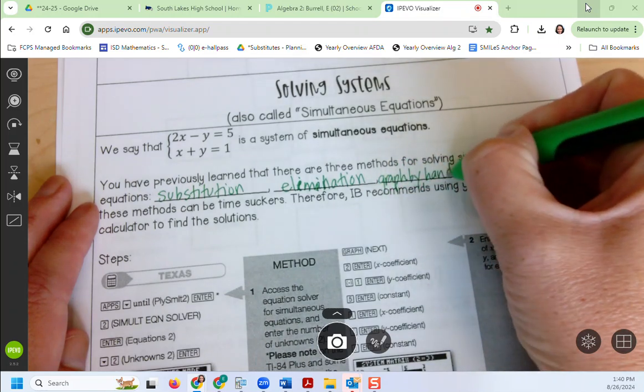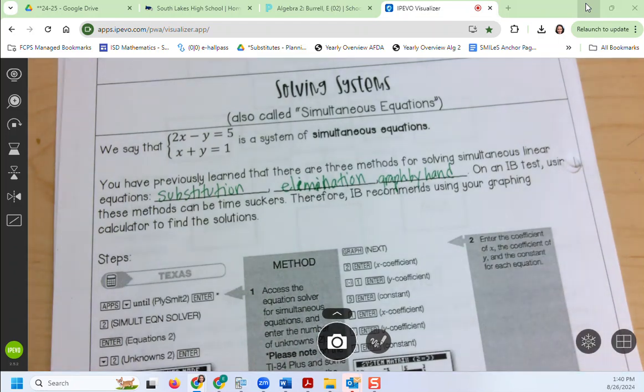And those all take a long time. So when you do your IB test, it is timed, and the tests in the class are also timed. And so you need to be careful of your time and know the quickest way to solve things. So there are 3 ways on the calculator.